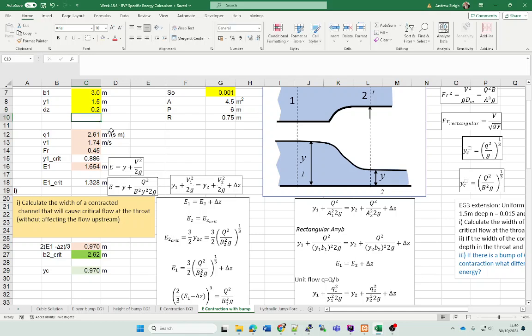So we see B2 crit has increased in width, and Y crit has changed from 1.13 to 0.97. So it's decreased in depth. That's because we've given a bit of potential energy from the bump, so the flow energy is a bit less. Okay, I'm going to change this back, so it's looking about right.